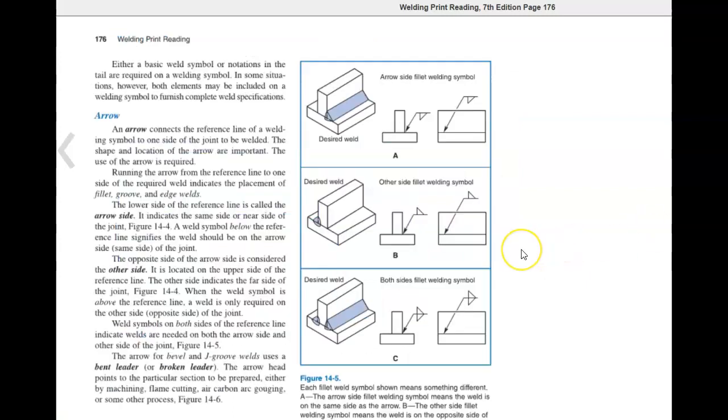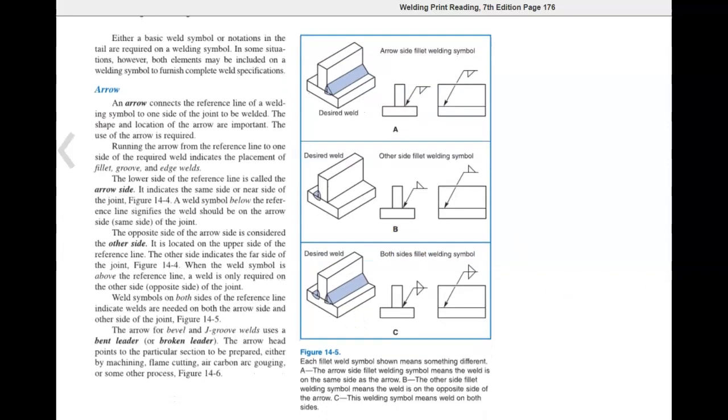Either a basic weld symbol or notations in the tail are required on a welding symbol. In some situations, however, both elements may be included on a welding symbol to furnish complete welding specifications. Arrow. An arrow connects the reference line of the welding symbol to one side of the joint to be welded. The shape and location of the arrow are important.